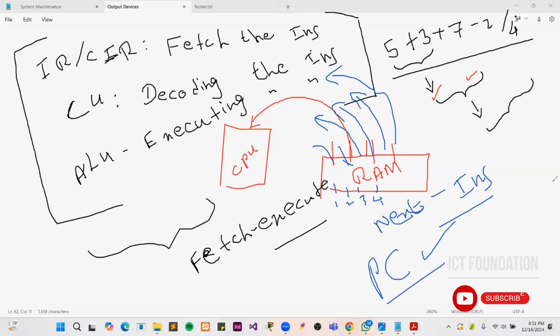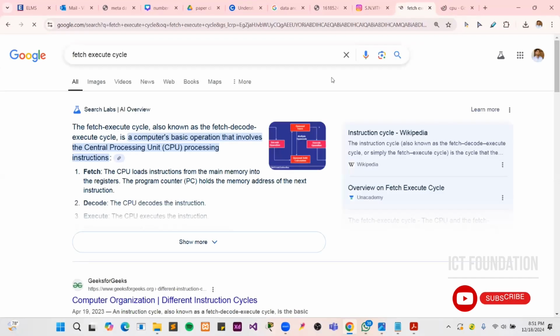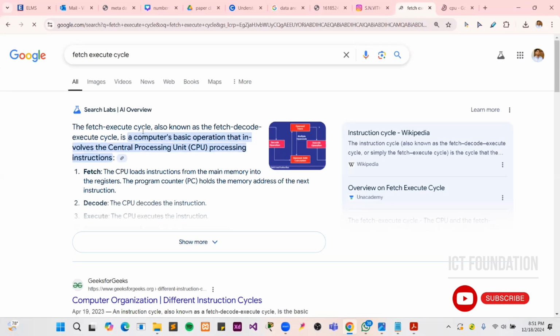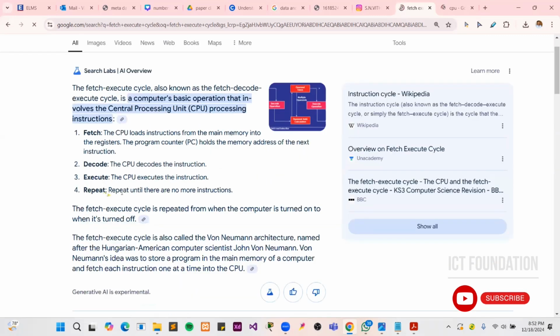If you need some images, you can go through Google. So I searched something from here. It's a Google window. Fetch execute cycle, also known as the fetch decode execute cycle, is a basic computer operation that involves the central processing unit, CPU. For processing instructions, there is some order: fetch, decode, execute, repeat. Repeat means again and again the instruction will be executed.